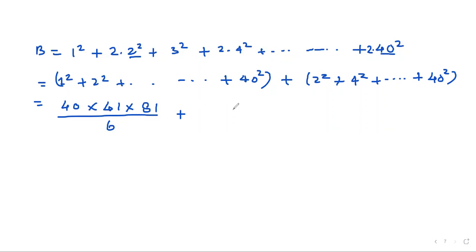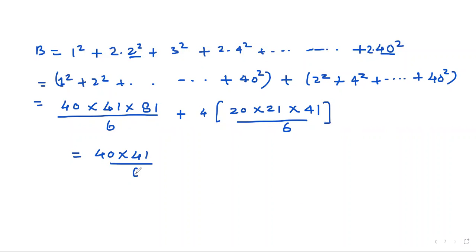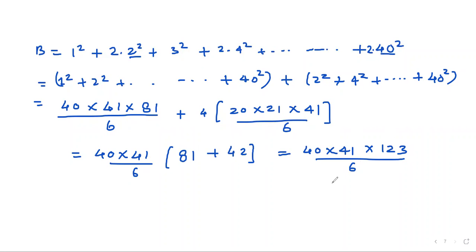Plus, we can take common 4 from the second bracket, so 1 square, 2 square, 3 square till 20 square will be left. So we can say 20 into 21 into 41 divided by 6. We can write it as 40 into 41 divided by 6, then 81 plus 42 from here, which gives 40 into 41 multiplied by 123 divided by 6, which becomes 33620.